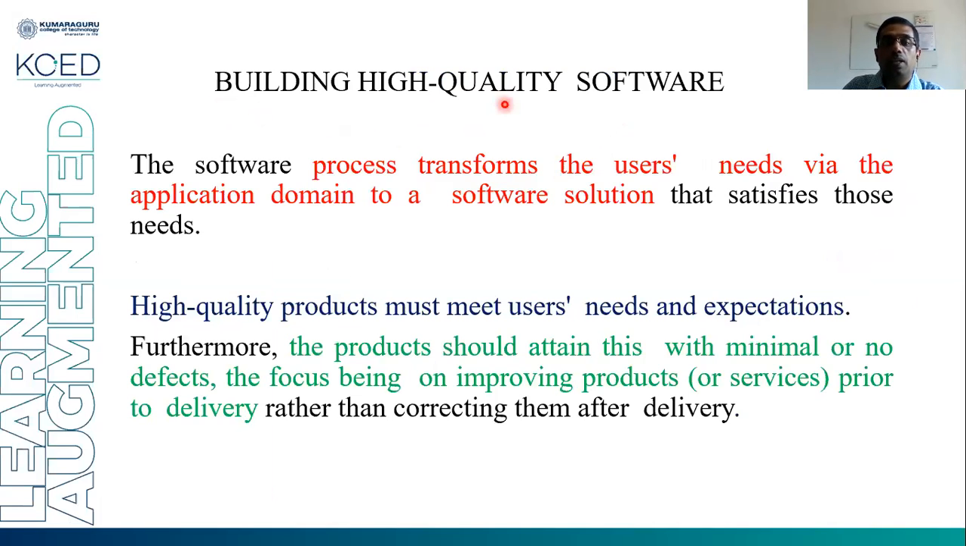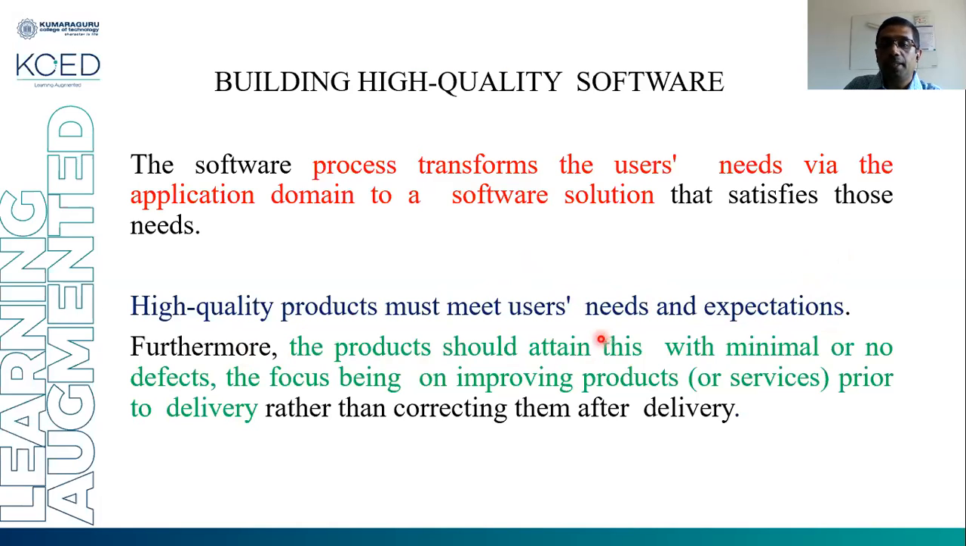Next, building high quality software. The ultimate aim of applying object-oriented system development is to build high quality software. The process transforms the user need via application domain to a software solution that satisfies those needs. A high quality product must meet the user needs and expectations. Then we can claim that it is a high quality product. Otherwise, we cannot claim it is a high quality product.